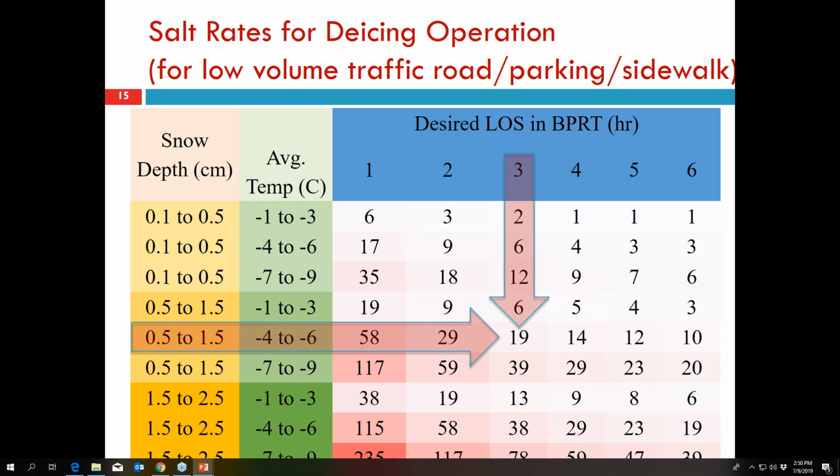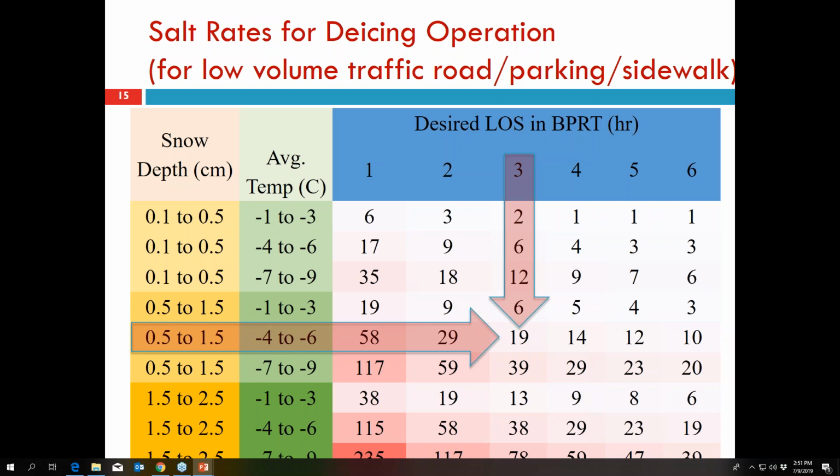So what this chart tells is, if you know the snow amount on the ground, and if you know the predicted pavement temperature for the event, this chart will tell you how much application rate is needed for a given level of service requirement. The level of service requirement is bare pavement regain time. How long you want to allow to melt 80% of the snow, basically.